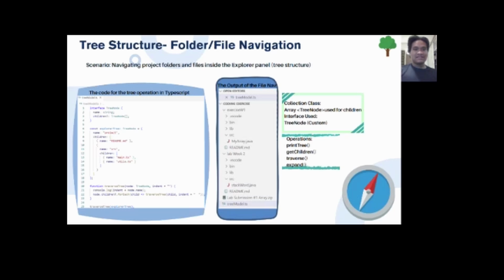So the code for the tree operation is in TypeScript, and the output of the file navigator is there. The output is the src folder, which is the tree. Each one of those represents a node. The root node is coding exercise, and then the parent exercise one, and then src, Array.java. The collection class is the array that uses the tree node for the children. The interface used is the custom tree node. The operations include print tree, get children, traverse, and expand.